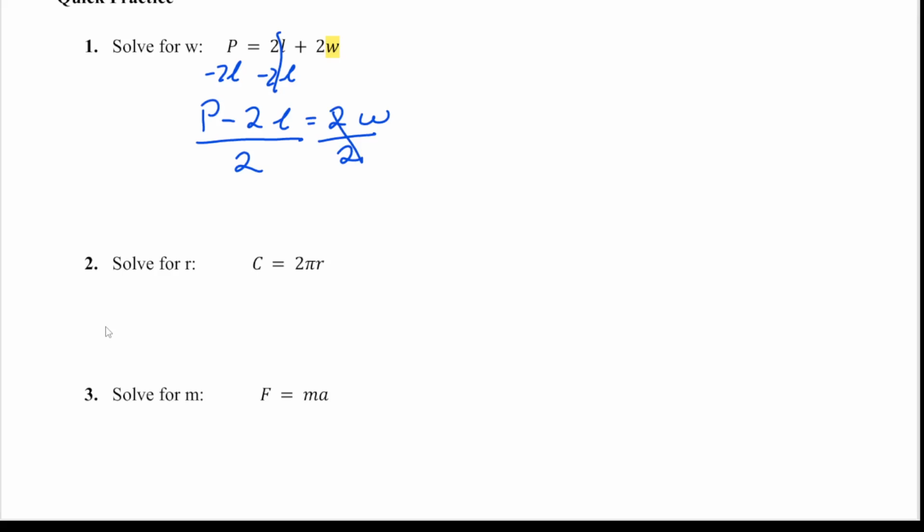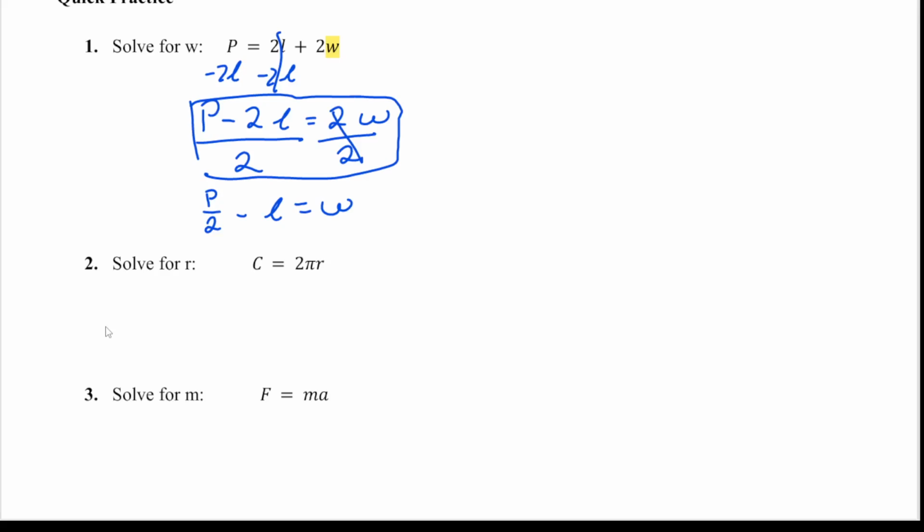Alternatively, you could simplify this other side into p divided by 2 minus l by distributing that divided by 2 to both terms. That would be an optional simplification. This top one would also be considered simplified as well. W is equal to p minus 2l over 2. Go ahead and pause your video and see if you can solve the next two yourself.